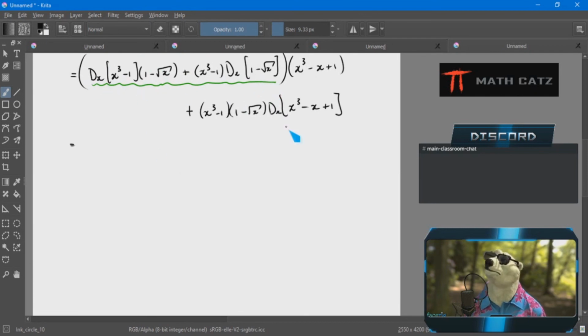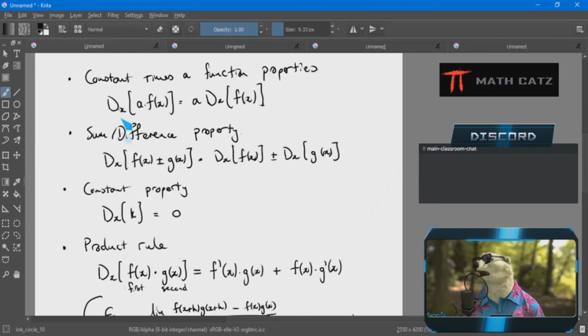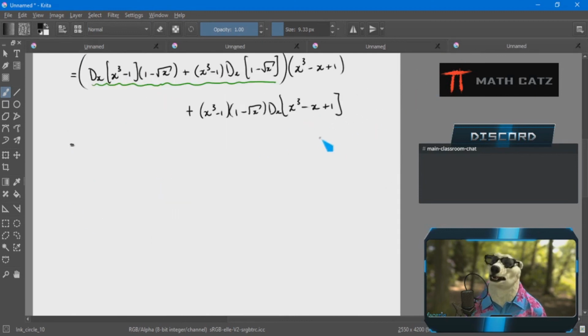Now all of the derivatives are straightforward, original basic properties level. Let's see if we can do it. Stop me if you're not happy. This first derivative over here, 3x squared. And then, of course, the bracket 1 minus root x is still there, plus the x cubed minus 1 is still there. Derivative of 1 minus root x.